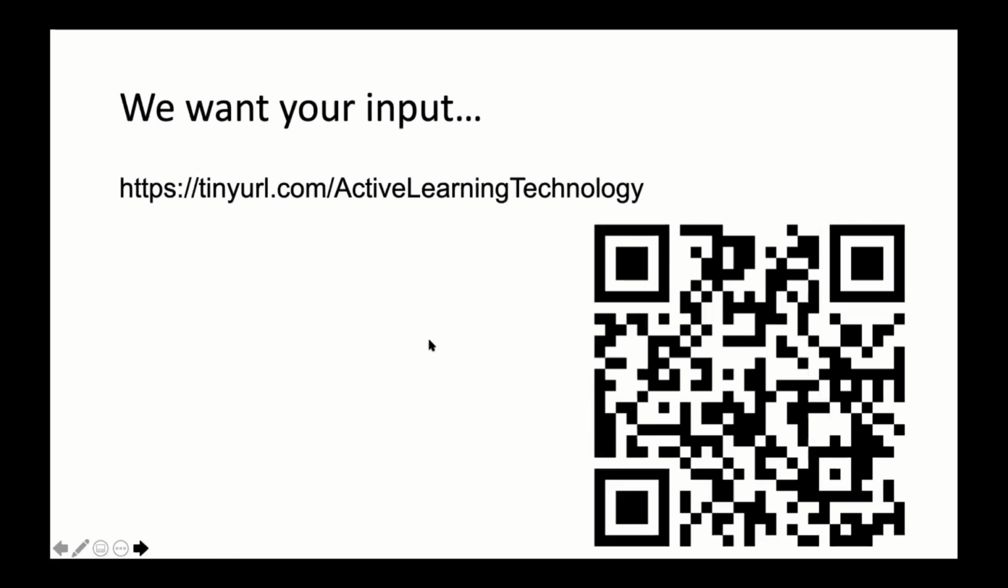So here is the Padlet. It's a tiny URL, active learning technology, and it takes you to the same place this QR code takes you. So if you have a camera phone or an easy way to scan a QR code, you can click on the QR code, or you can type in the tiny URL. I know it's not very tiny, but I couldn't just do 3 letters. I tried ALT, and they said, nope, it's got to be at least 5 letters.